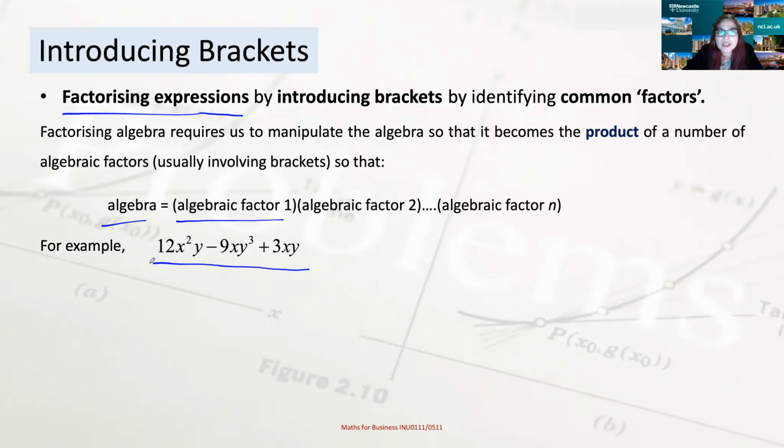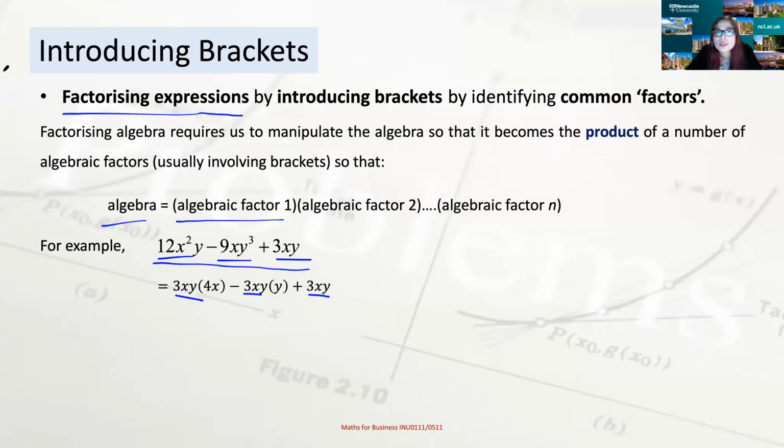Can you see anything common between each of these terms? Yes, you can. I can see that there is an x, x, x. There's a y, y, y. And they're all multiples of 3. So 3xy is common here. I'm just going to take this common factor out.